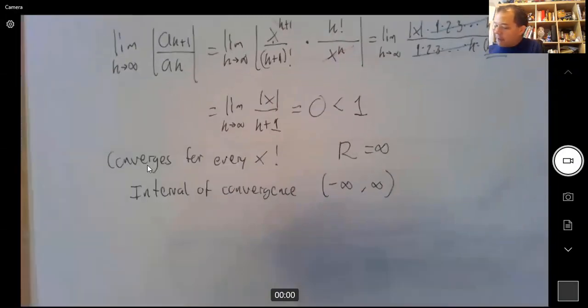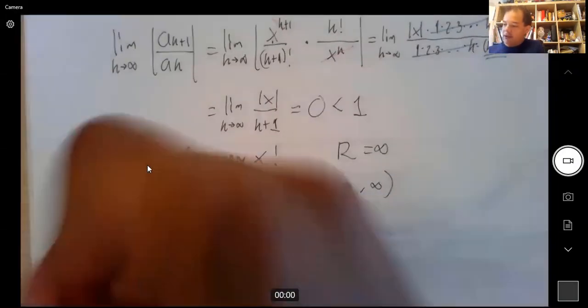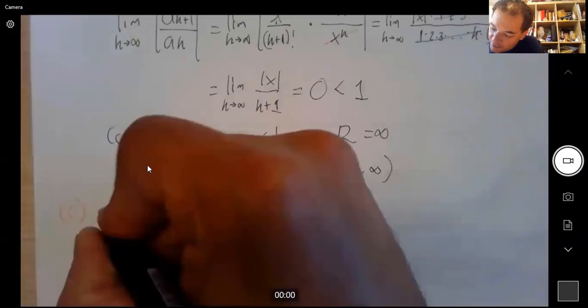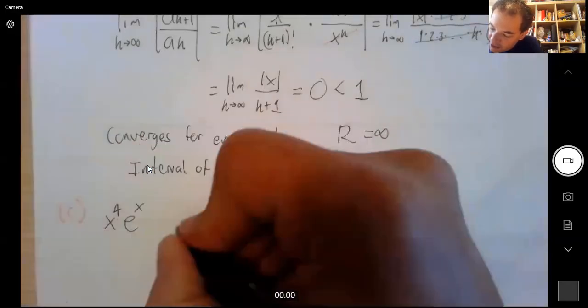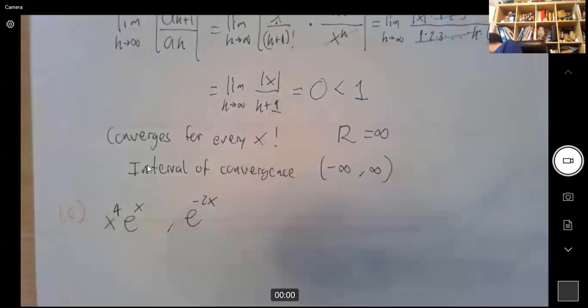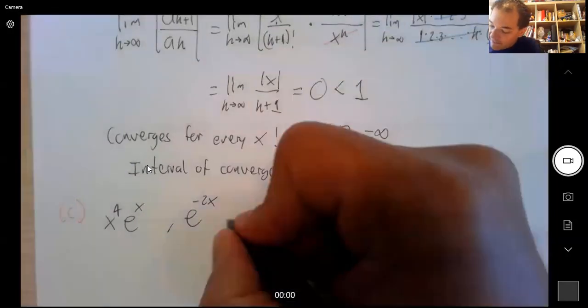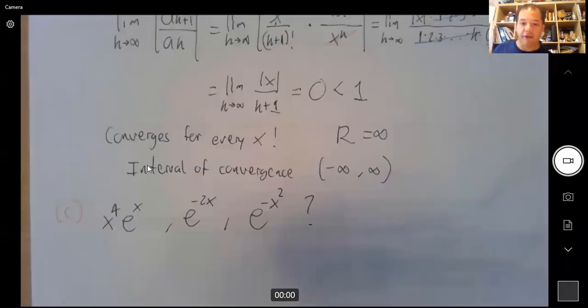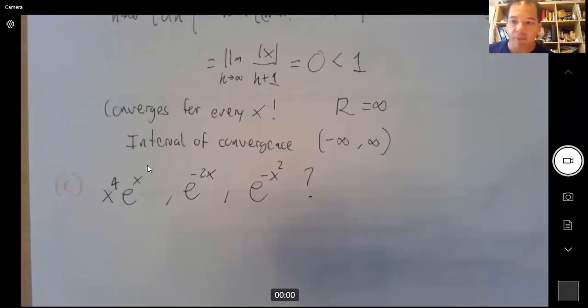Now we can take a look at part C, which is the interesting one. How would we do it if we now wanted power series for x to the 4 e to the x, e to the negative 2x, and also e to the negative x squared? This is the part that I was trying to tell you about. For this problem, there's the easy way and there's the hard way of doing it, right?